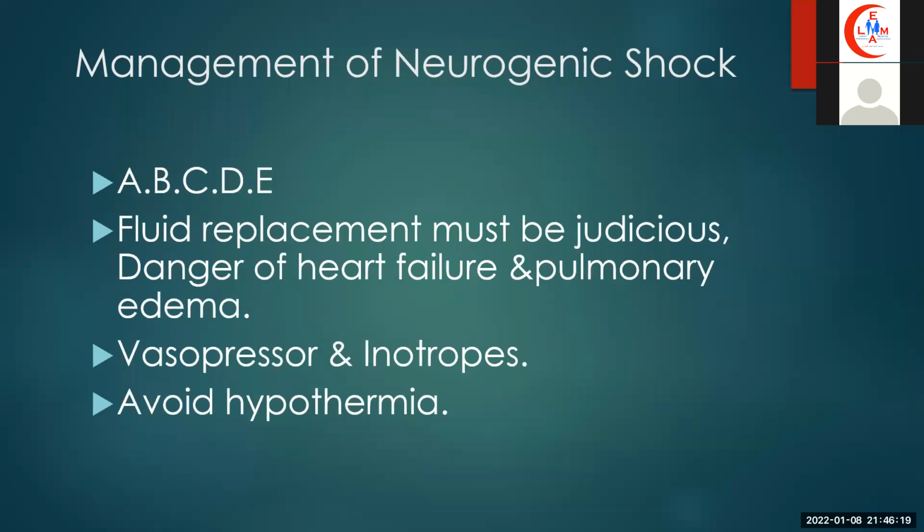How do we manage neurogenic shock? Of course, A, B, C, D. So if you think there is an injury to the cervical spine, you need to put the patient in a cervical collar from the beginning. You need to give fluid, but you have to be careful with the fluid, okay? Because those patients are not hypovolemic, and you might end up causing pulmonary edema. If the patient is not responding, you need to think about giving vasopressors and inotropes. Of course, you need to avoid hypothermia, especially in the elderly and in children.